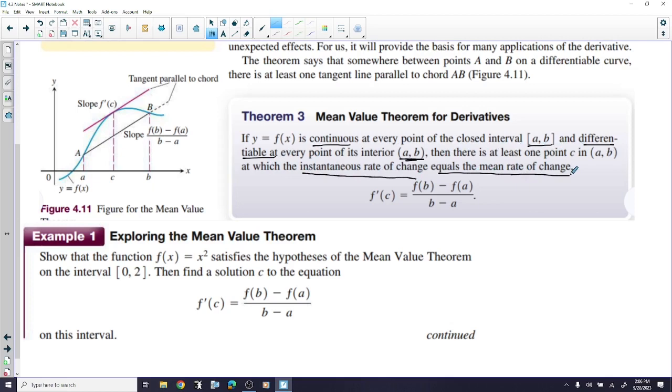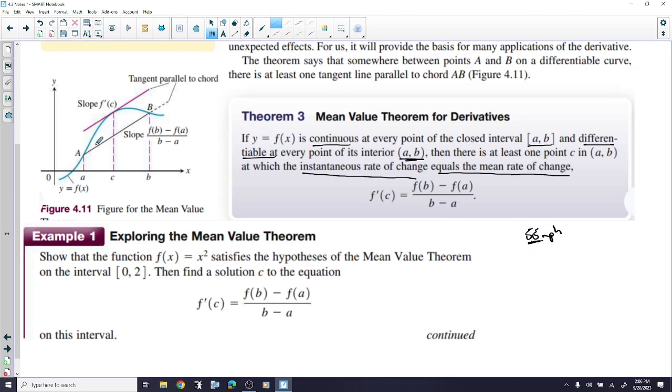So what they're saying is if you averaged over a course of time 55 miles per hour, somewhere in there you were going 55 miles per hour. If that's what your average is, somewhere in there you were going 55 miles per hour.